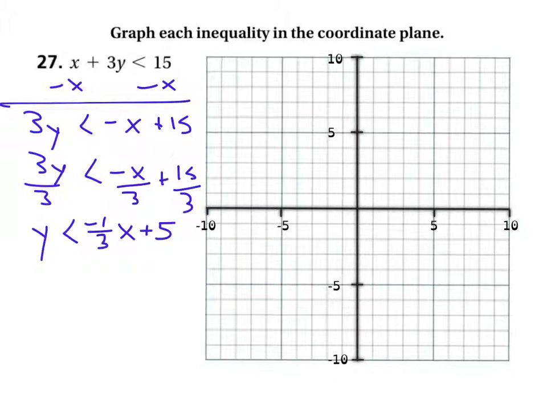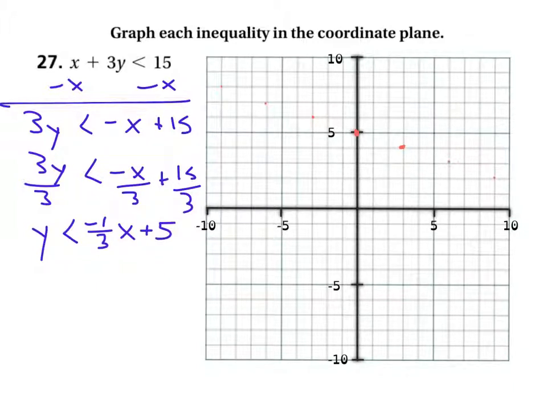Okay? So all we have to do is go up here to 5 and plot a point. Let me do it in red so you can see it a little better. Plot a point. And then from there, what do we do? We rise negative 1, run 3, just like the slope says, the negative 1/3 slope. You should be familiar with what negative slopes do. They drop as you go to the right. That should be just a general clue whether you've got it right or not.